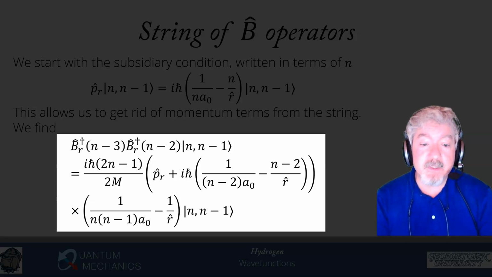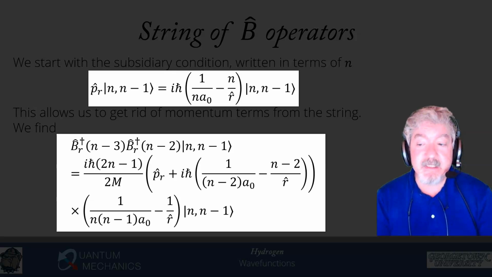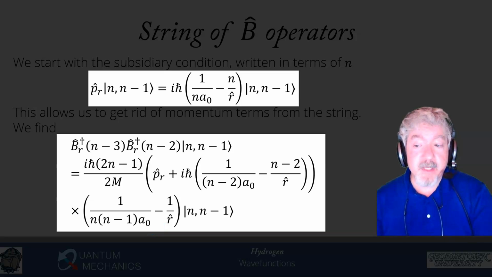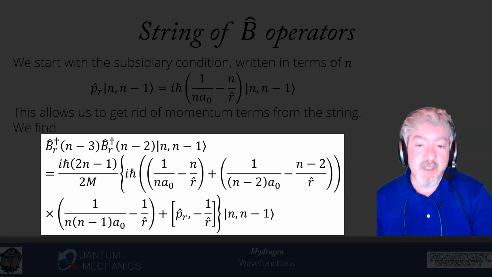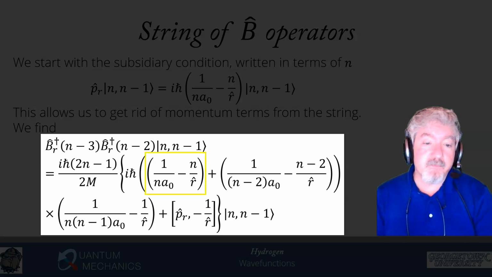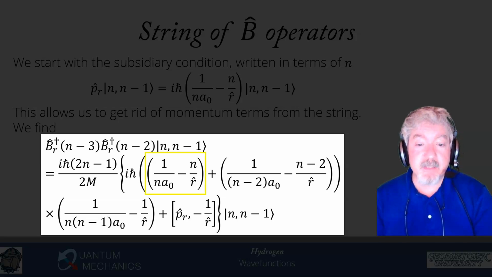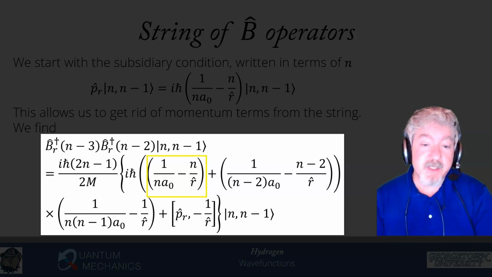With the momentum, we would like to put that momentum next to the state because then I can use the subsidiary condition on the top to get rid of it, but I have to commute it through that 1 over r term. So what we're going to do is we're going to replace the p_r by that value, and then we're going to add in that commutator that we need to have. So when I do the replacement, I get this 1 over n a0 minus n over r hat, same as we did in the previous calculation, but now I also have this extra term, which is the commutator of the p_r with minus 1 over r hat.